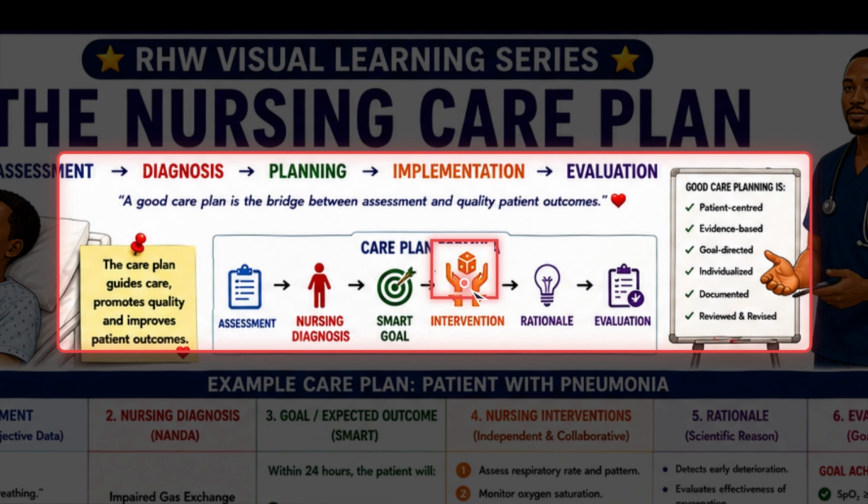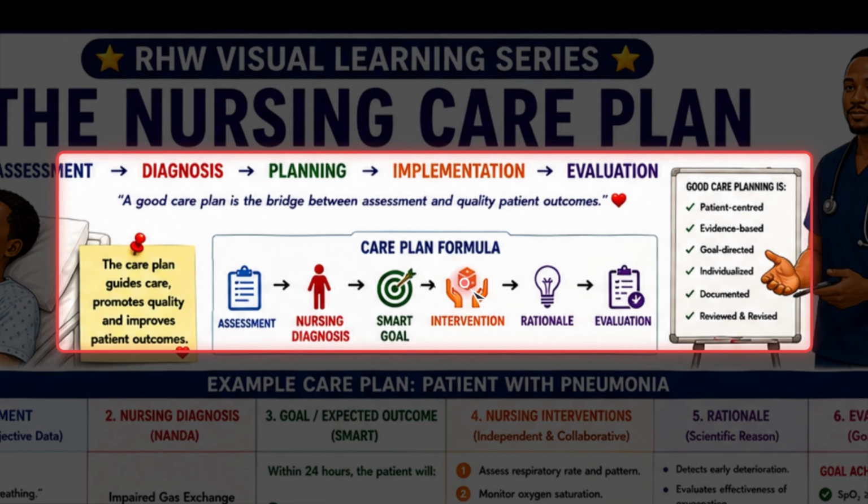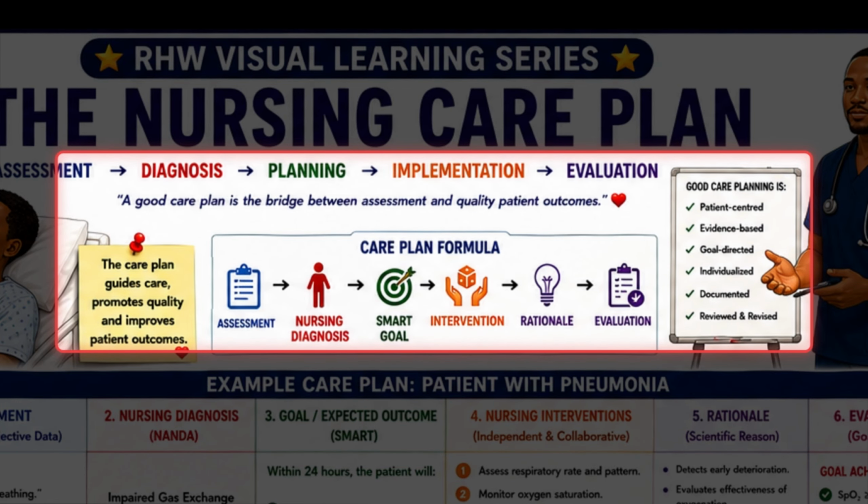And finally, Step 6 is evaluation, systematically measuring the patient's actual progress against our initial SMART goal to decide whether to resolve, modify, or continue the plan. Notice how every step logically links to the next. Assessment informs the diagnosis, which determines the goal, which dictates interventions; rationales validate interventions, and evaluation closes the clinical feedback loop.